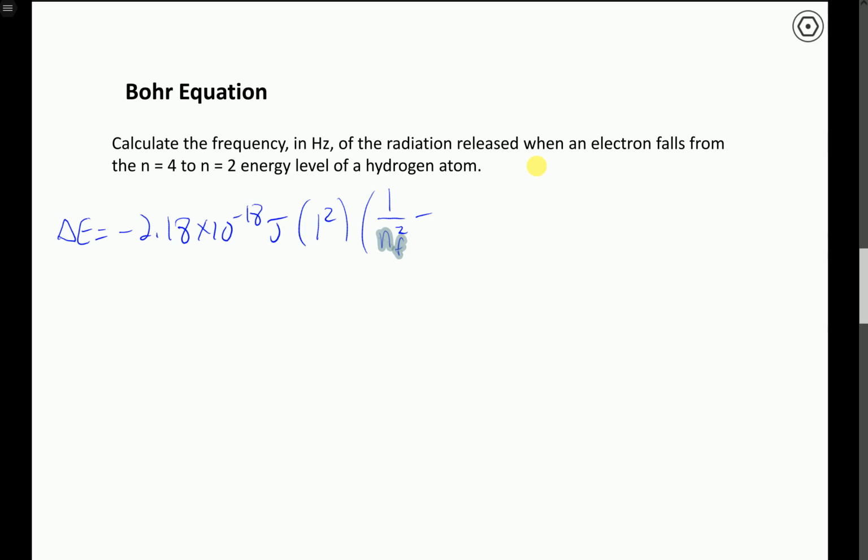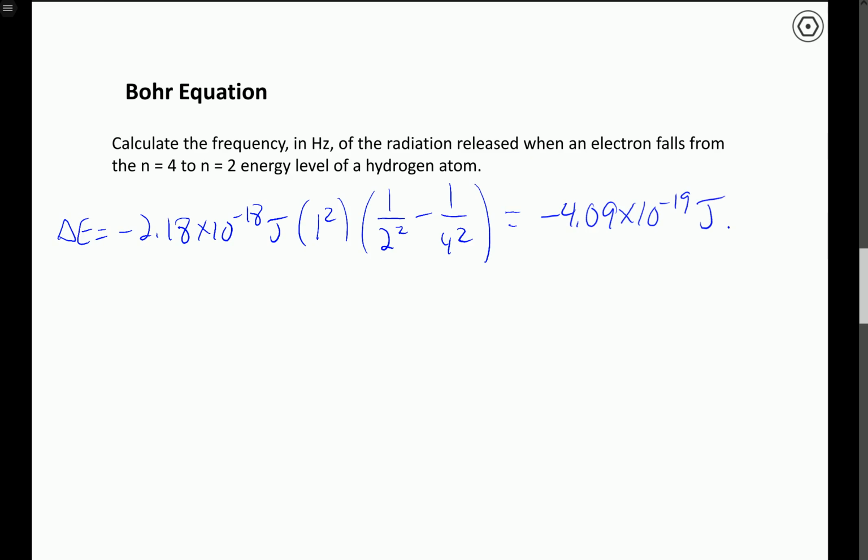Let's go ahead and put that in. So the final value of n is 2, and the initial value is 4. Now, if you switch these two n values, you're just going to get the wrong sign, which isn't a big deal, especially if we're calculating wavelength or frequency, which are always positive numbers. But if you want to calculate the actual delta E value and have the correct sign, you need to make sure you put your n values in the correct order. So we do this, and we work this out. Then we get a minus 4.09 times 10 to the minus 19 joules is our delta E.